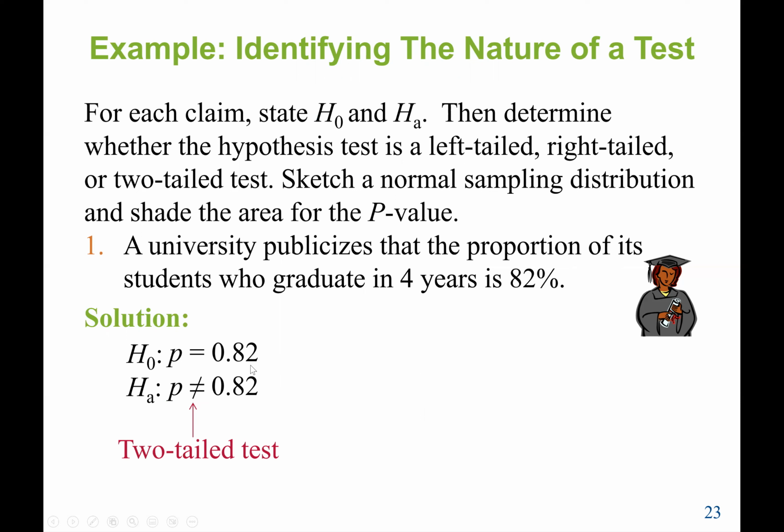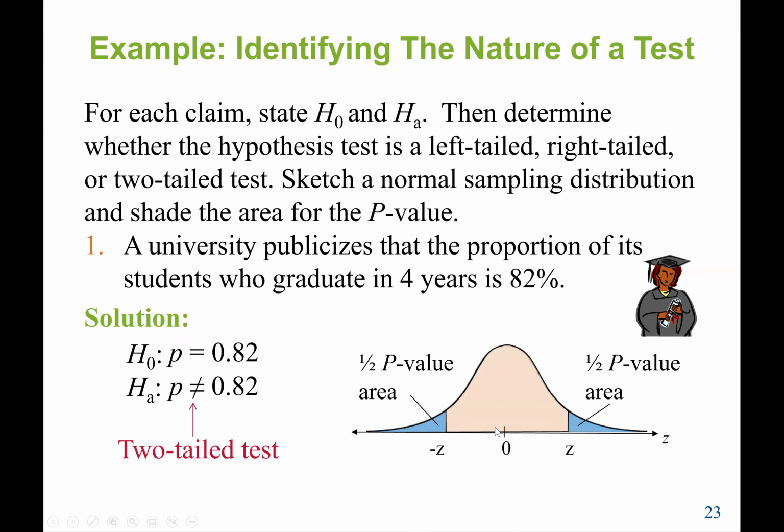Now, equal to 0.82 is based on the condition in the question, because the question says the university publicized that the proportion of its students who graduated in 4 years is 82%. So this will be our normal bell-shaped curve.